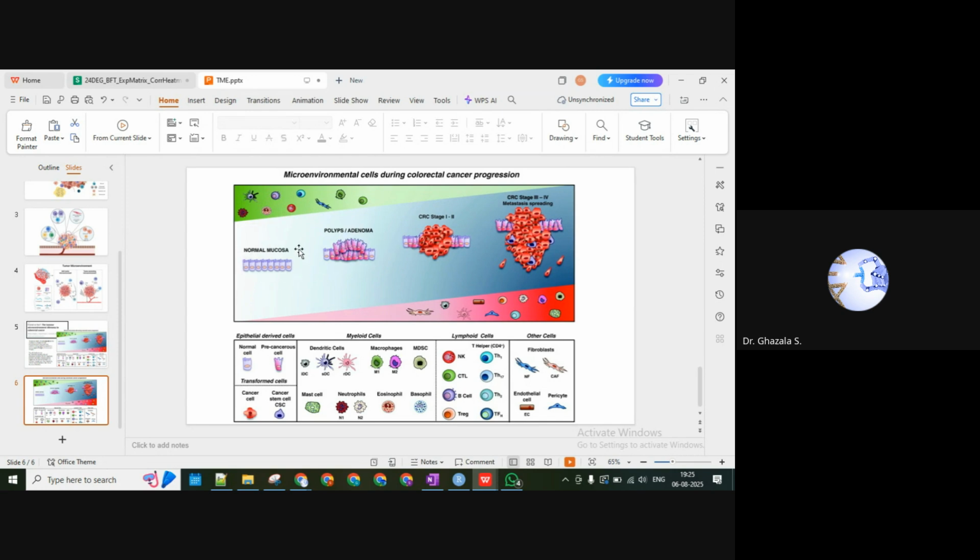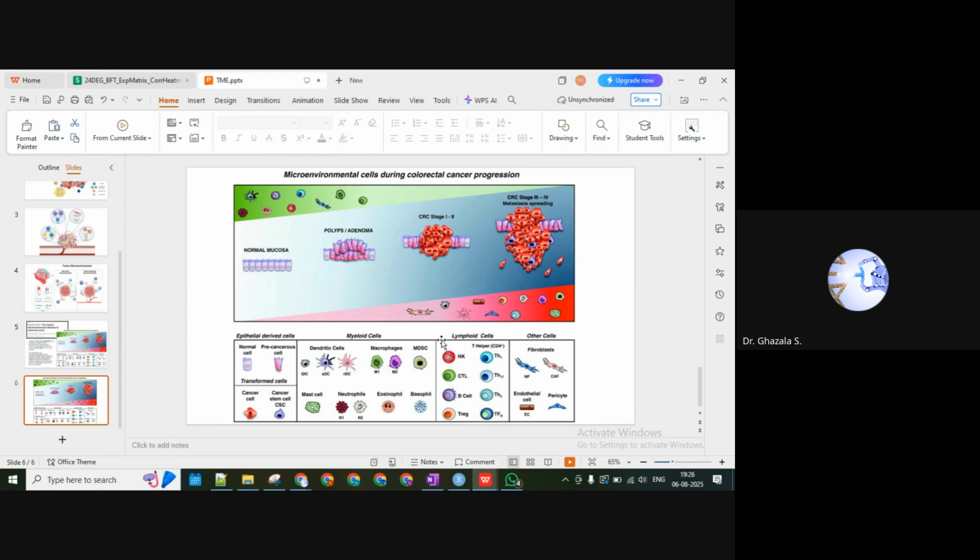So that's why it is kept in normal stage. But as it increases, we have different types of cells. For example, macrophages get into action. Then we have lymphoid cells, for example, T cells, that is CD4 plus. So that will help in promoting the cancer to the next stage.